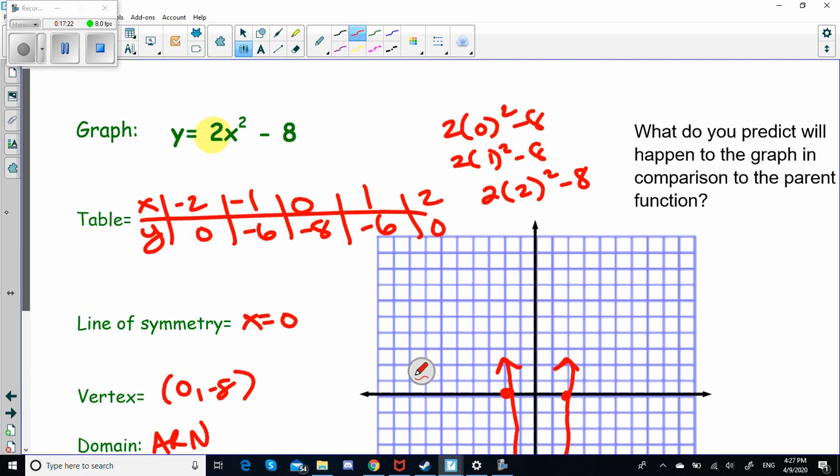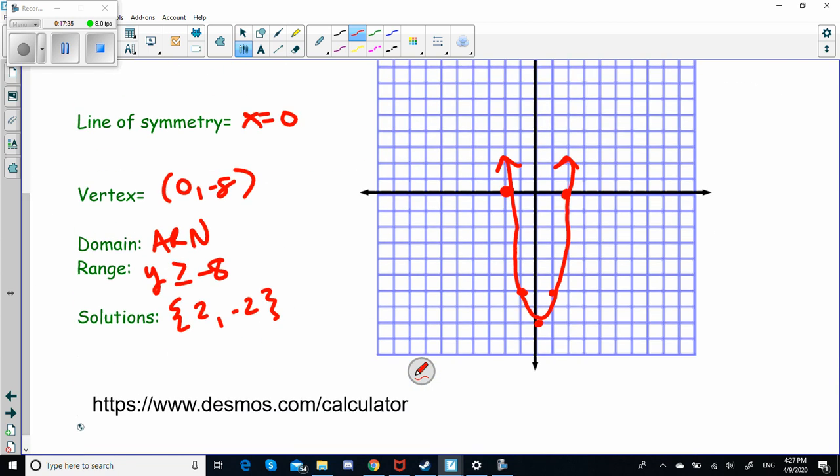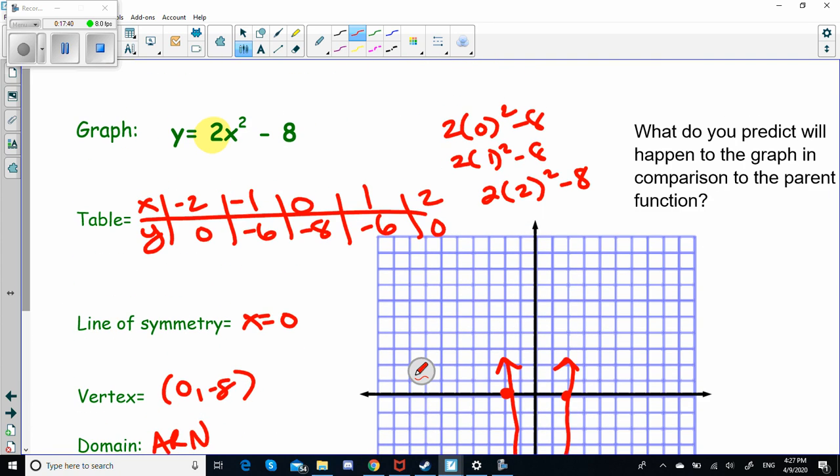If I compare that to the parent function, it was a vertical translation down 8, or of negative 8. And then positive 2 makes it a stretch, or more narrow than the parent function. And you could kind of see it. It's hard to see a little, but you've got to know that your stretch and your narrow go together.